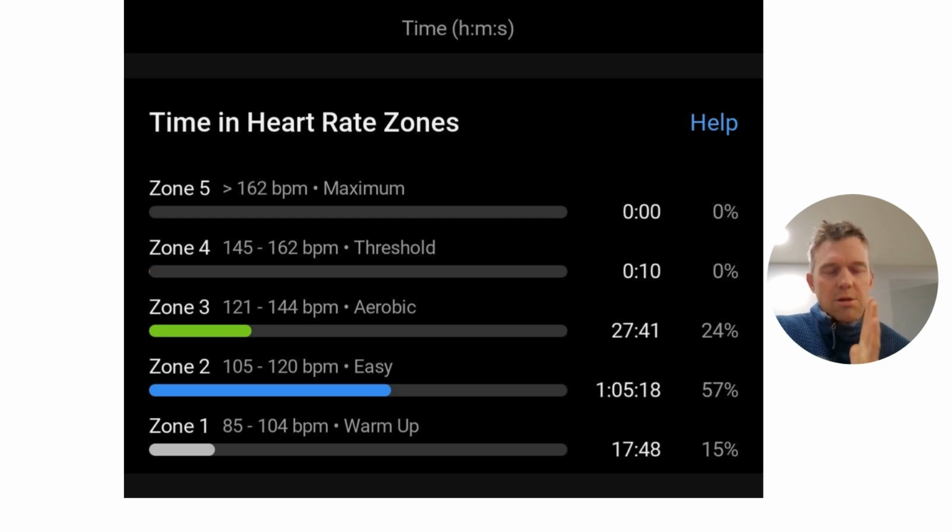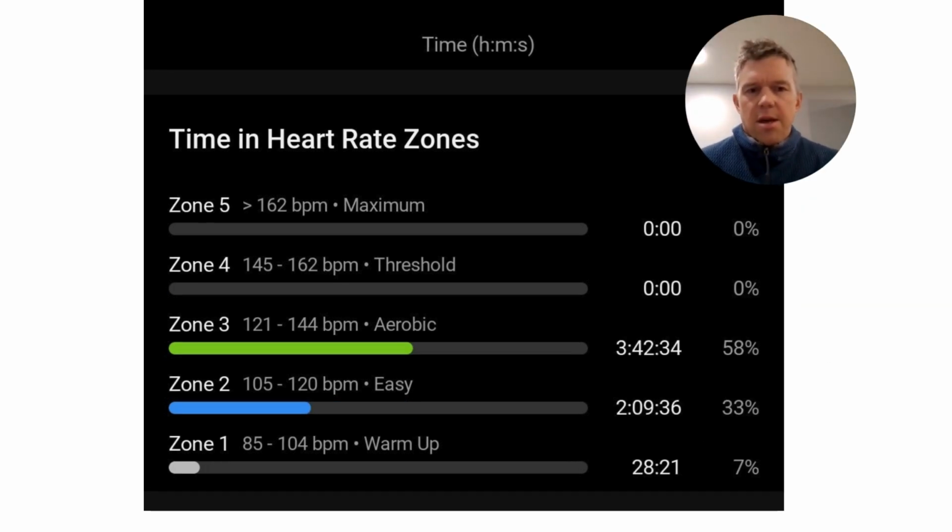So take homes. AT1 is not a laser beam line in the sand. If you come home from a green workout like this and you see you were above that, basically how high above that did you go? A little bit above is totally fine. A lot above is not fine.